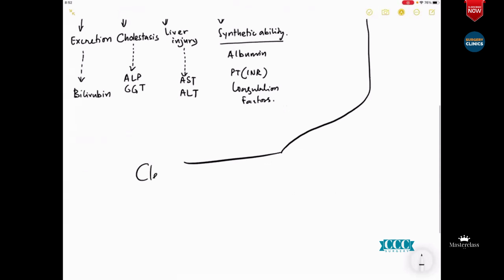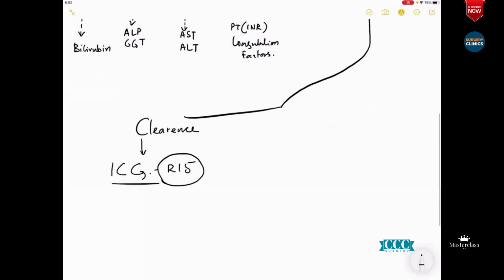One, dynamic test of clearance. Now remember that excretion was measured by bilirubin, but we want to see exactly what amount of liver is retaining and what amount of liver is clearing the thing that you are challenging it to excrete. So the best one is done by something called ICG, indocyanine green, and we measure something called an R15. Now what is that R15? I will come to it later on.